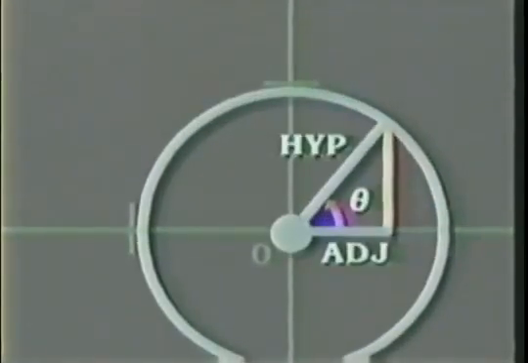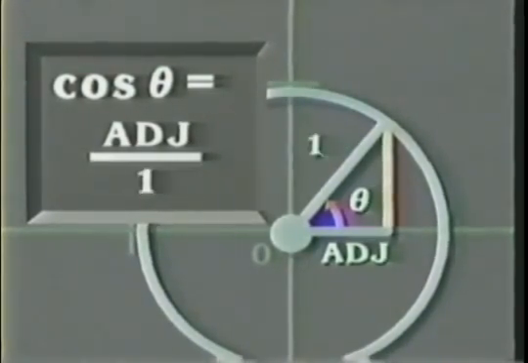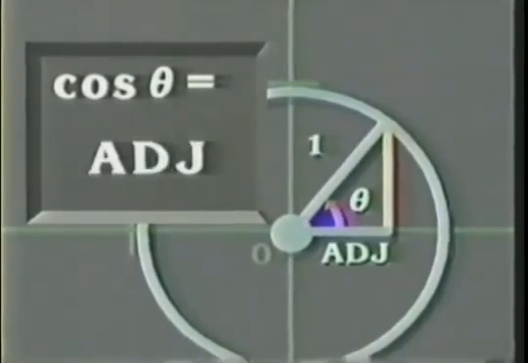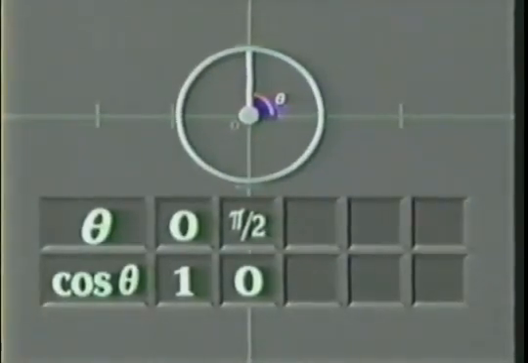Now we'll look at the cosine function, which has its roots in the unit circle. The cosine ratio is adjacent divided by hypotenuse. In a unit circle, the hypotenuse is always 1, so the cosine ratio is just equal to the length of the adjacent side. Let's see what happens to the cosine ratio as the angle goes from 0 to pi over 2. The cosine starts at 1, but gets smaller as the adjacent side becomes shorter, and at pi over 2, it's 0. Setting up a table.